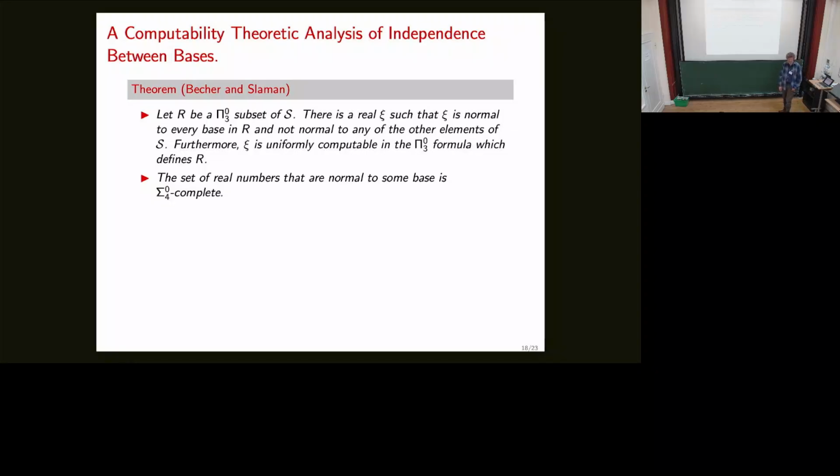You have something like every sequence has a convergent subsequence, and compare that to: a sequence is convergent if there exists a real that you converge to. But a sequence is also convergent if it's Cauchy, which is an arithmetic property. And that's a nice theorem. But in the case of normality, there is no simplification.